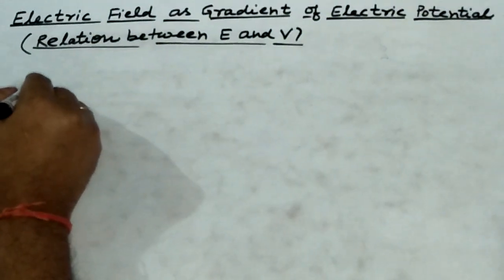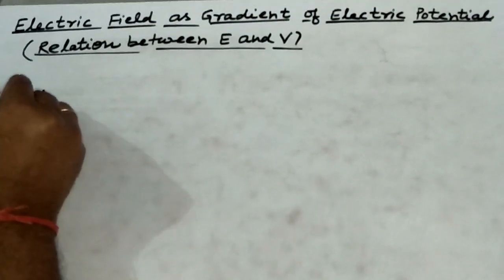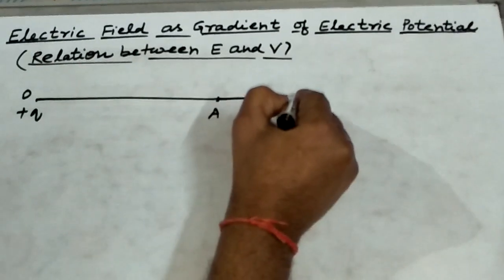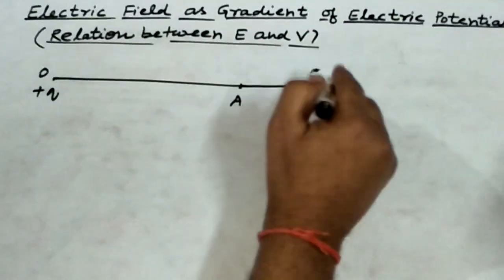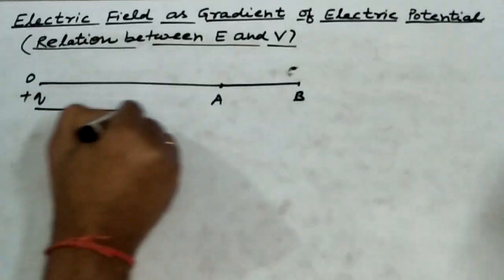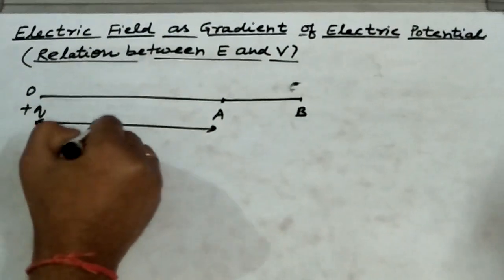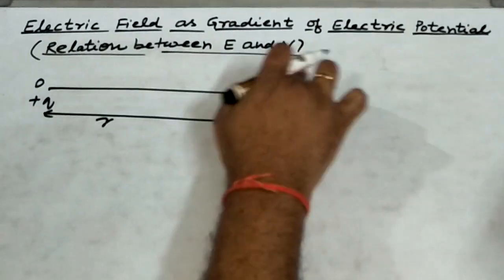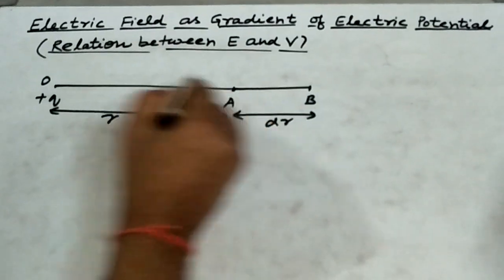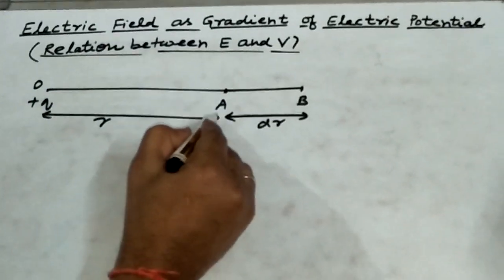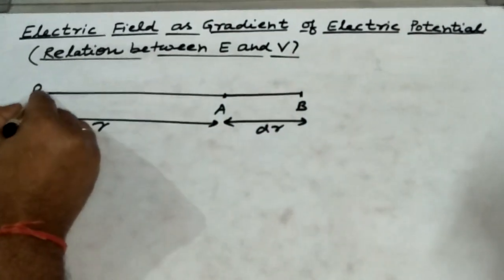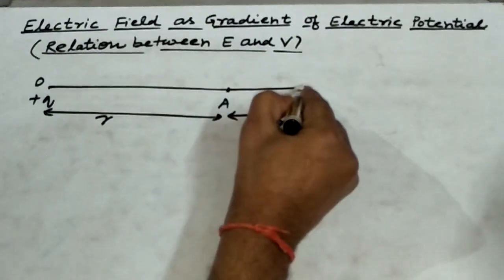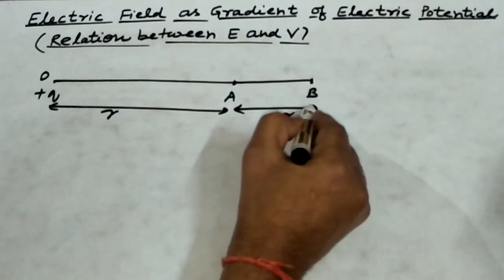So let us consider a point charge plus Q which is placed at O, and A and B are 2 points at distance r, and the distance between A and B is dr. The distance of point A from charge plus Q is r, and the distance of point B from charge plus Q is r plus dr, where the distance between A and B is dr, which is very small.